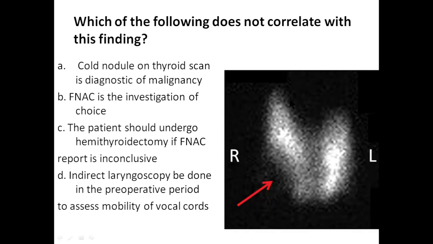Okay. Thyroid scan with a cold nodule. The question is, which of the following doesn't correlate with this cold nodule? بيقول لك cold nodule on thyroid scan is diagnostic of malignancy. This is wrong لأن هما 20% بس بيبقوا malignant. يبقى ده not correlated. الباقي هتلاقيه correlated: fine needle is the investigation of choice. Yes, the patient should undergo hemithyroidectomy if fine needle is inconclusive, which is true. Indirect laryngoscopy to be done in the preoperative period to assess mobility of the vocal cord, which is true. Okay, what is false is cold nodule on the thyroid is diagnostic of malignancy.